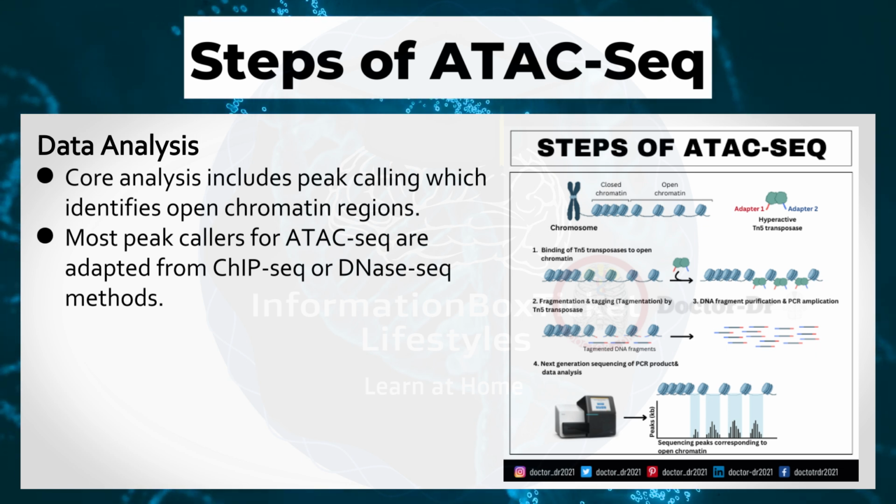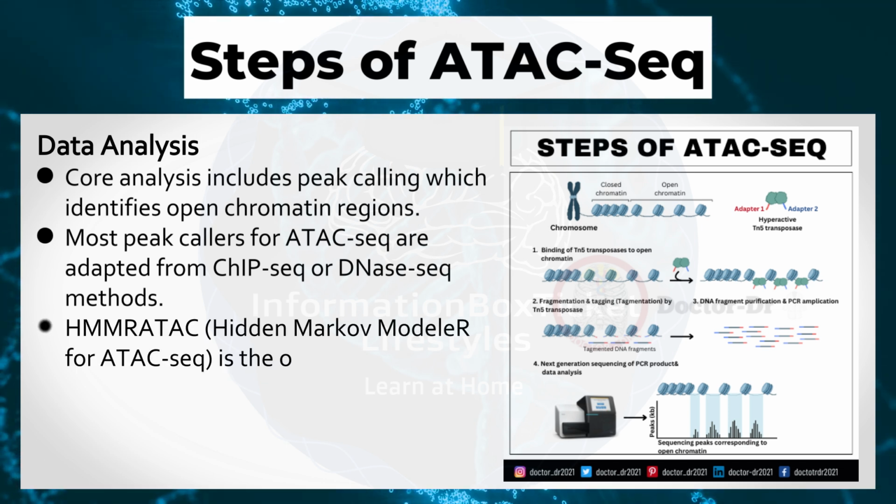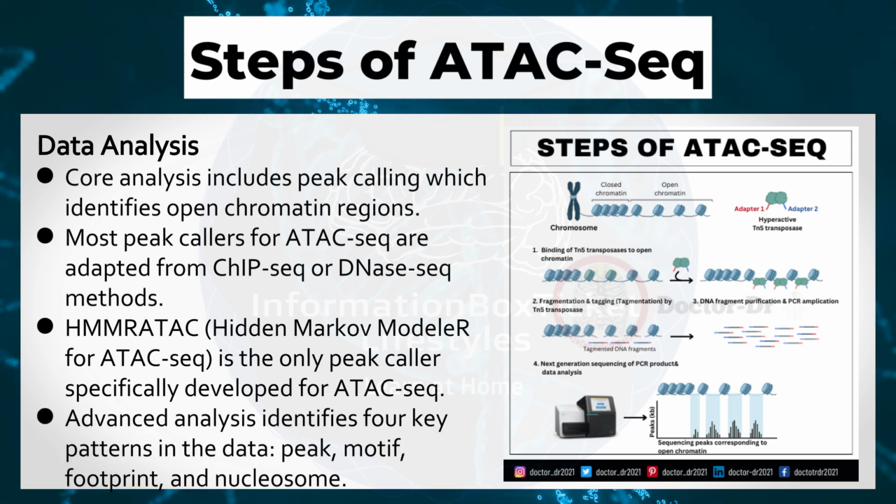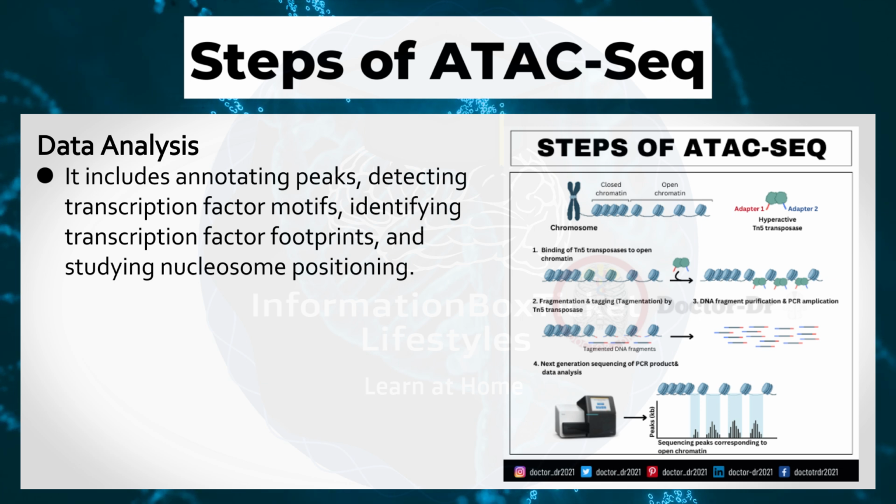Most peak callers for ATAC-Seq are adapted from chromatin immunoprecipitation sequencing or DNase I hypersensitive sites sequencing methods. HMMRATAC, the Hidden Markov Model for ATAC-Seq, is the only peak caller specifically developed for ATAC-Seq. Advanced analysis identifies four key patterns in the data: peak, motif, footprint, and nucleosome. It includes annotating peaks, detecting transcription factor motifs, identifying transcription factor footprints, and studying nucleosome positioning.